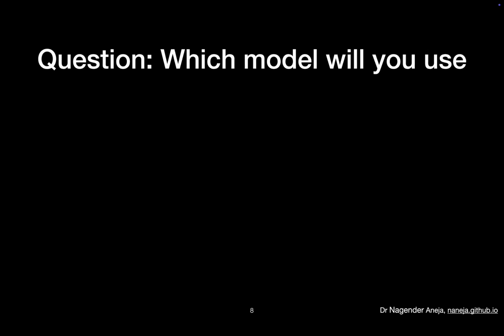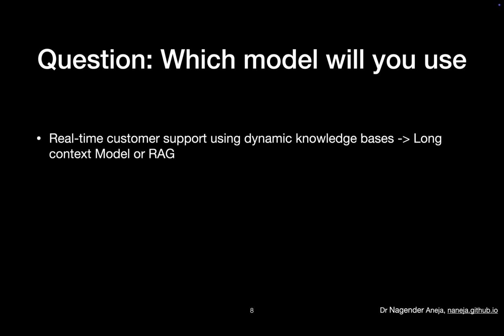Okay, next, the question: which model will you use? This is just a simple example. Let's say that we have real-time customer support using a dynamic knowledge base. We want to develop a chatbot for real-time customer support, and the knowledge base is dynamic. So if the knowledge base is dynamic, which one should we use, the long context model or retrieval augmented generation?